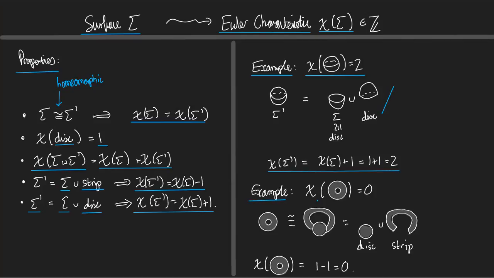Next example, the Euler characteristic of the annulus is zero. Why is that? Well, I can write my annulus as being homeomorphic to this creature here. What is this? This is a disk with a strip glued to it at its ends, right? The homeomorphism is going to take that disk to a small region down the bottom, and it's going to take the strip to everything else. So this is a disk with a strip attached at its ends. The penultimate rule on the left-hand side there tells us that its Euler characteristic is one, the Euler characteristic of the disk, minus one because I've added a strip, which is zero.